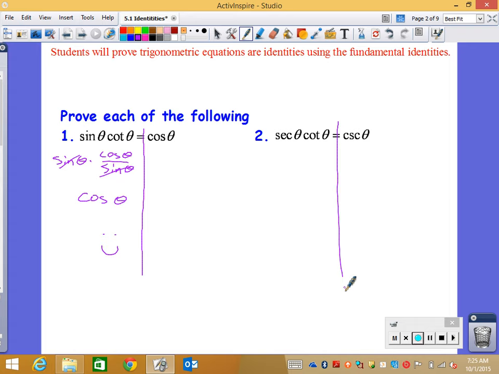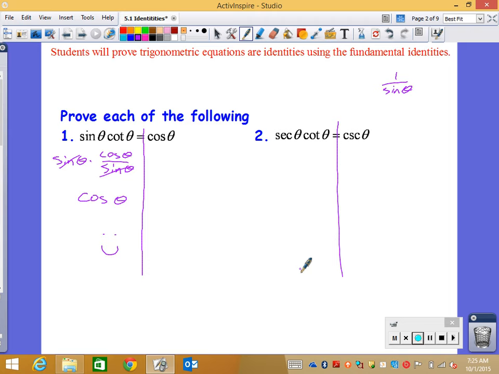So for this second one, remember, draw your line down. I can't touch cosecant. And you may be able to recognize cosecant as 1 over sine theta. So you may be wanting to make the left-hand side look like 1 over sine theta, but I still need to finish by writing cosecant. I have to write what's on the right-hand side. So let's start using my reciprocal identities.